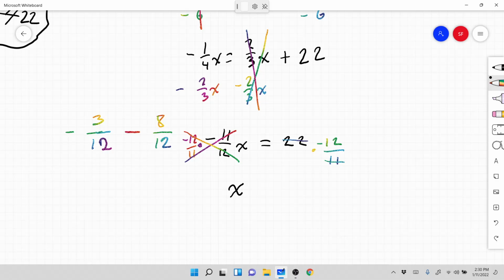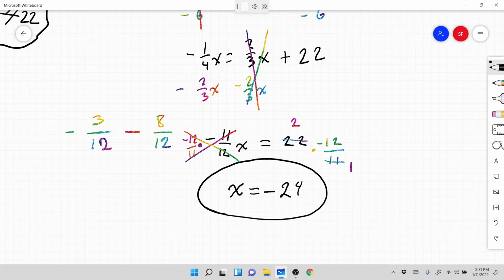What goes into 22 and 11? 11. What's 11 divided by 11? 1. What's 22 divided by 11? 2. Look at how easy that is. What's 2 times negative 12? Negative 24. Negative 24 over 1. It doesn't have to be over 1. That's right.